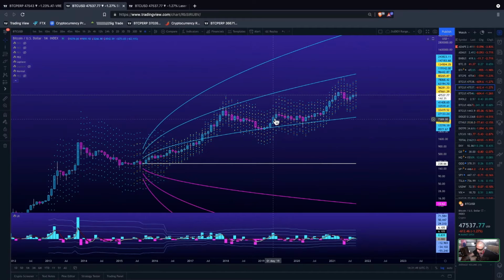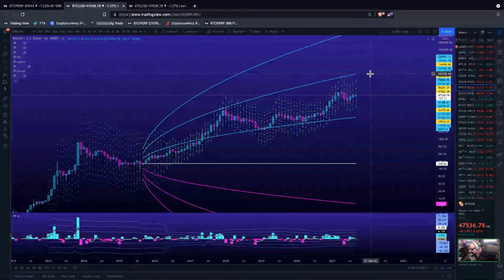Then we get a run up to 14K. If it wouldn't have been for this little scamdemic crap, I think this would have taken off. But then the COVID dump right here. Candle closed above first standard deviation, and we bounced off of it again. So, do I think this projection is still valid? It very well could be.